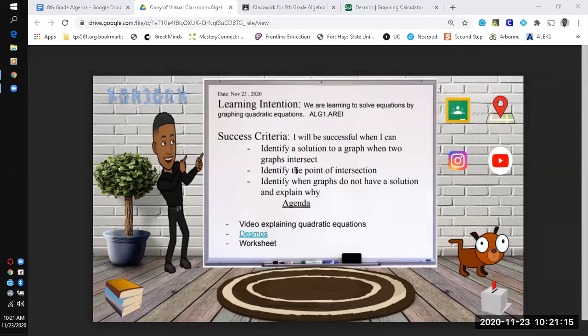We should be able to identify a solution when two graphs intersect, what happens at the point of intersection, and what it means when a graph doesn't have a solution.